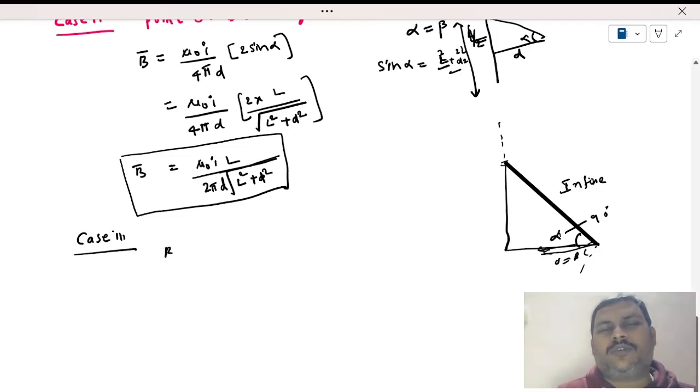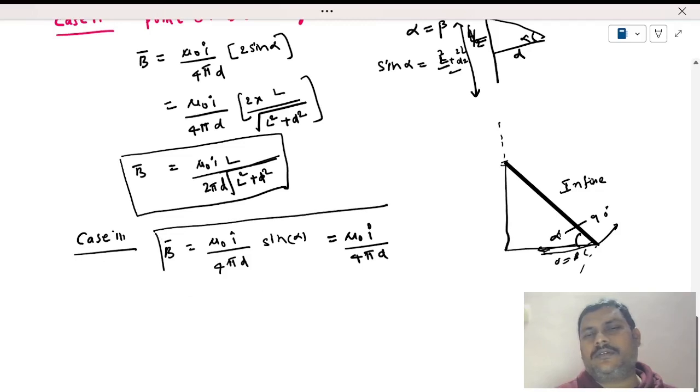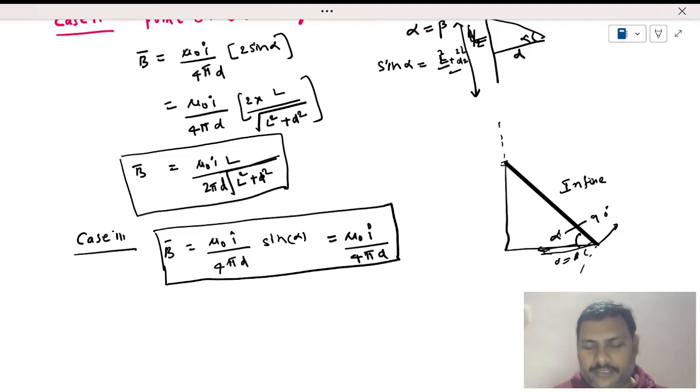Therefore, in this case B is equal to the same formula, mu naught I by 4 pi d into sin alpha only. B is perpendicular to the line joining. Sin alpha only, because this is not a finite length. So alpha becomes 90, then B is equal to mu naught I by 4 pi d, at one end. Beta becomes 0 and alpha becomes 90, substitute and we will get the answer.